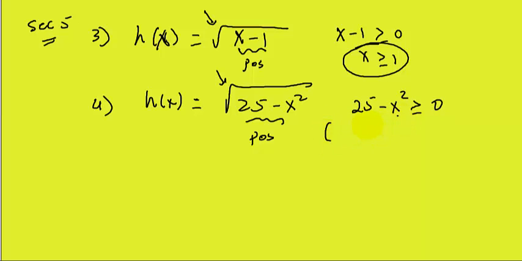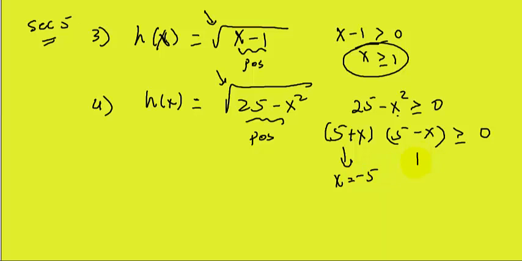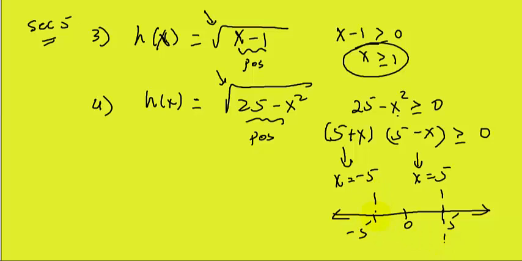Before I do number line analysis, I have to factor. It's the difference of two squares, which is 5 plus x times 5 minus x. When I solve this, I get x is equal to negative 5, and when I solve this, I get x is equal to 5. On my number line, my critical numbers are negative 5 and 5, so draw a partition at each, with 0 in the middle.